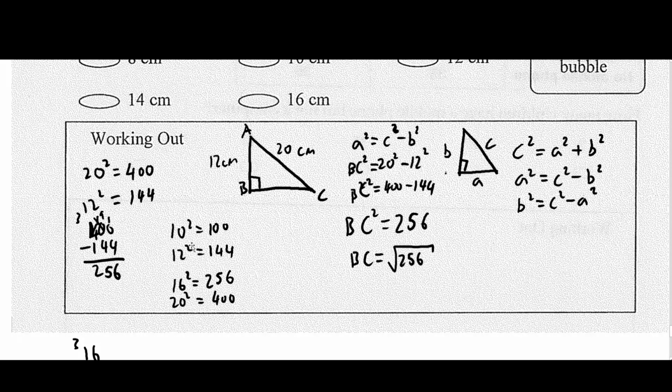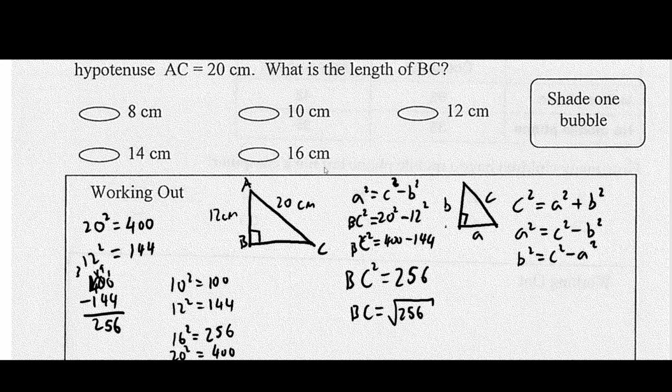So we figured it out. How? Because I knew some square numbers here. I knew that it was going to be between them. All right, so that's my answer. Length of BC, 16 centimeters.